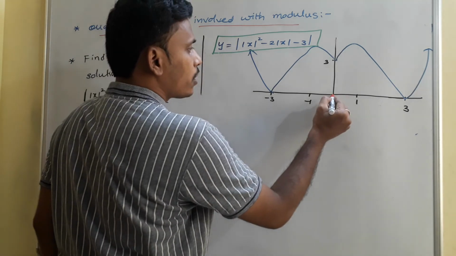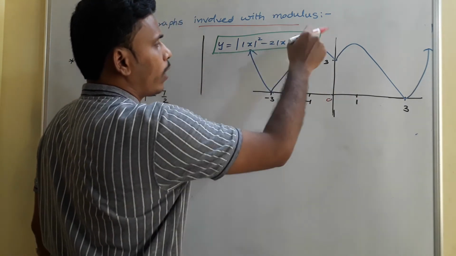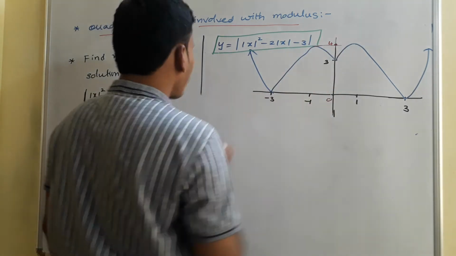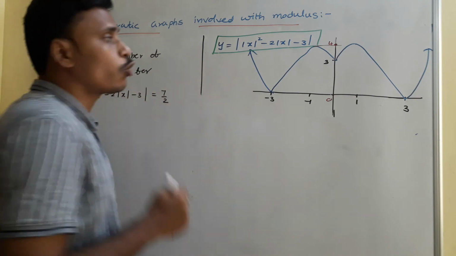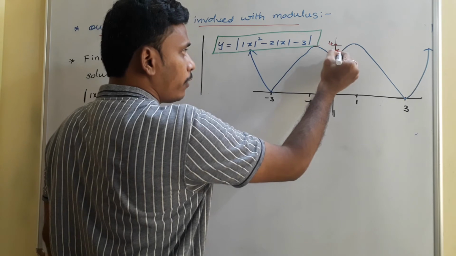So see, this is 0, this is 1. If you replace x with 1, you will get what? 4 actually. Totally minus is there, modulus is there, right? So this is 4. But here 7 by 2 is given. 7 by 2 means 3.5. 3.5 is a number which is in between this 3 and 4.